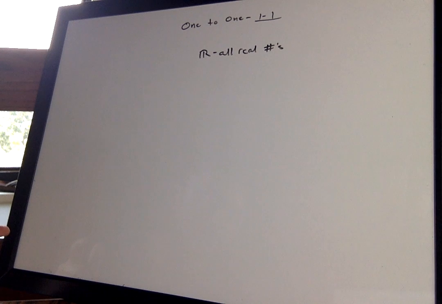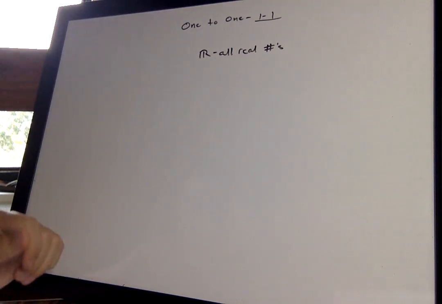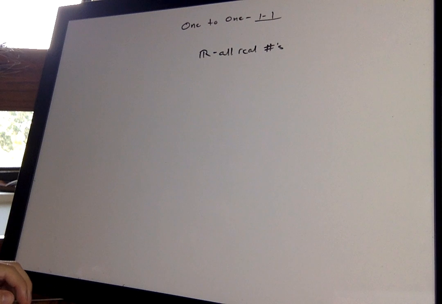So these coincide. If a graph passes the vertical line test but doesn't pass the horizontal line test, or vice versa, it's still not going to be one-to-one because it has to pass both tests. So if a function passes both vertical and horizontal line tests, then it is one-to-one.